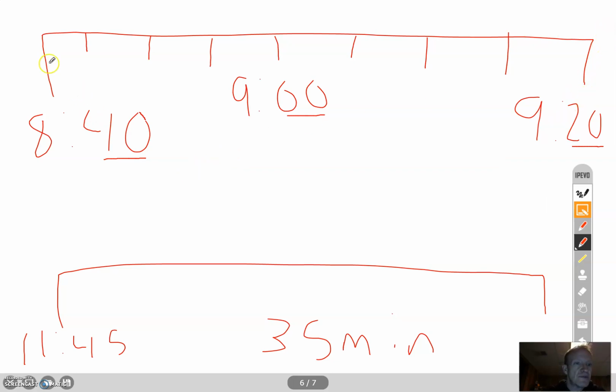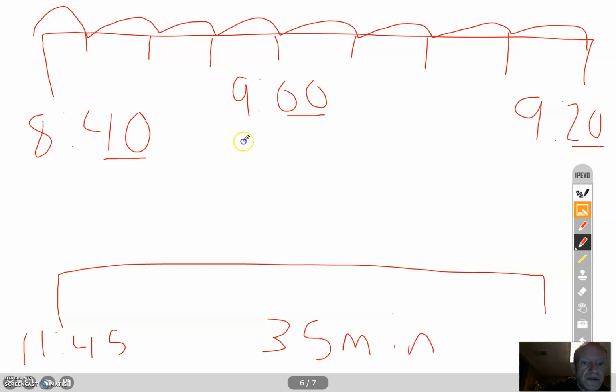Okay, so now when we're trying to figure out how much time, we just count by 5s. 5, 10, 15, 20, 25, 30, 35, 40. So from 8:40 to 9:20 is actually 40 minutes.